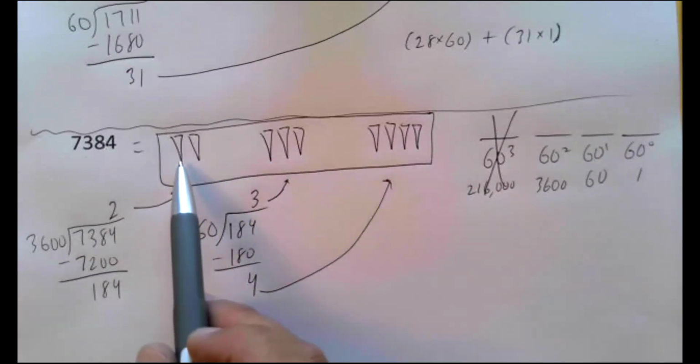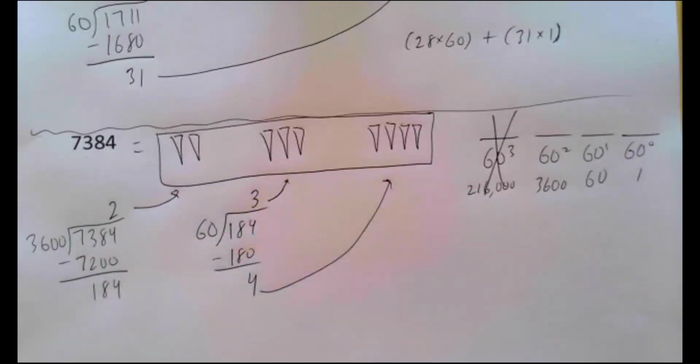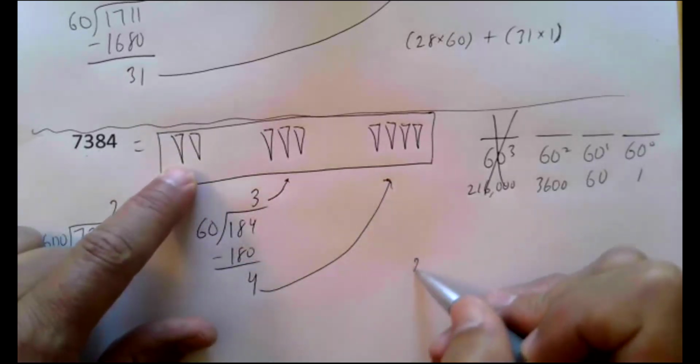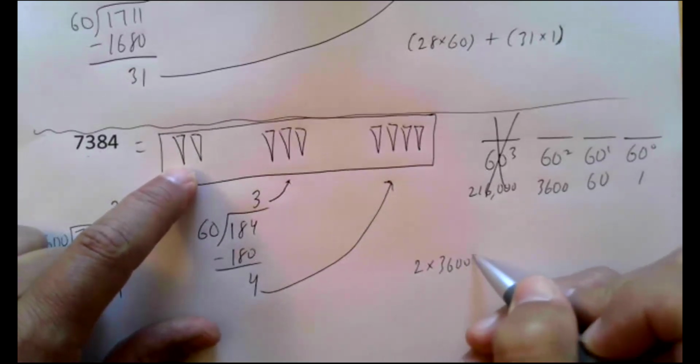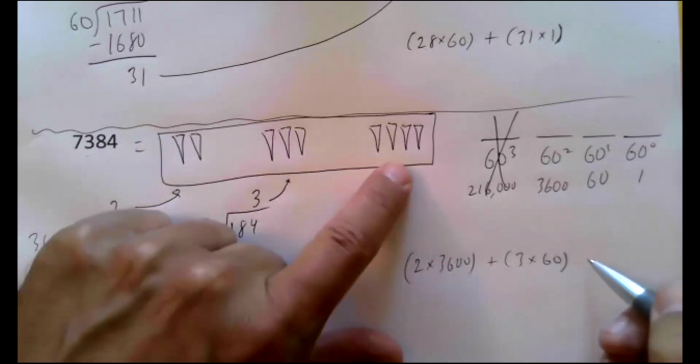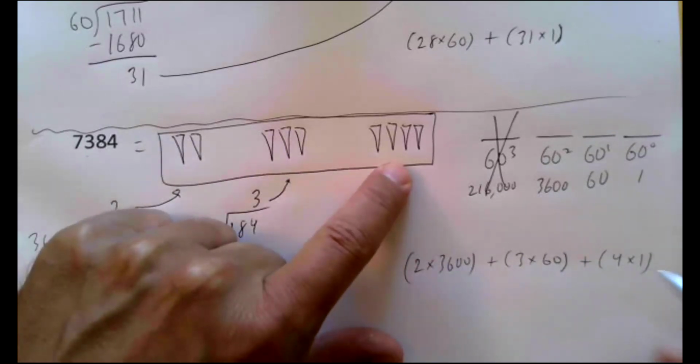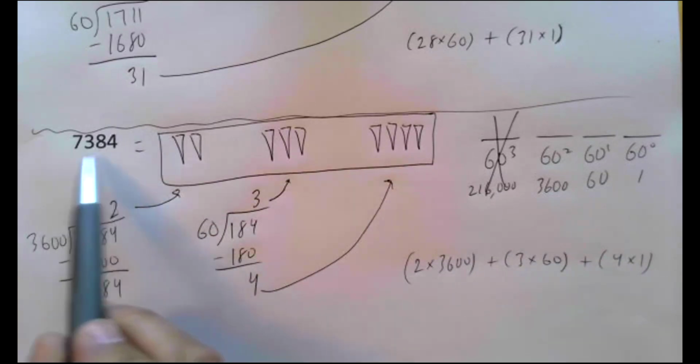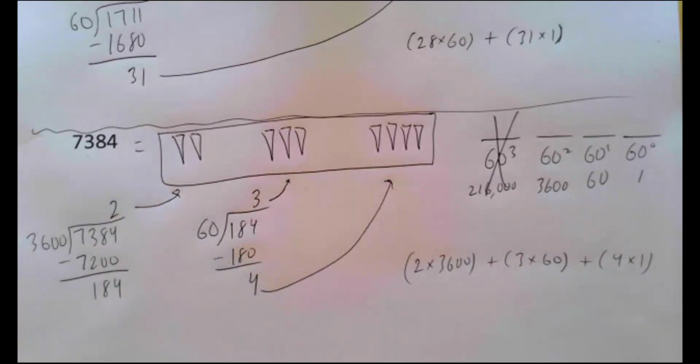If you didn't put those spaces and you put them all next to each other, it would just equal 9. You'd have nine of those things. But the spaces are a big deal. Putting those spaces there makes it equal 7,384. So again, we have 2 sets of 3,600, 3 sets of 60, and 4 sets of 1. If you go through all that math, it will equal that. You've got to do long division.